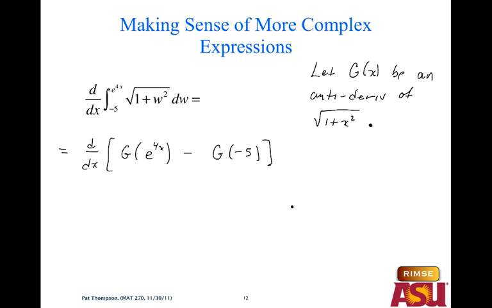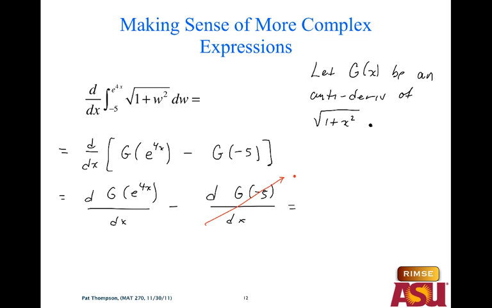Now we're going to have the derivative of the first. The derivative of a difference is just the difference of the derivatives. That derivative is, this one's 0, it's a constant. And so now we have the derivative of G of e to the 4x. What's that going to be? What is G of e to the 4x?